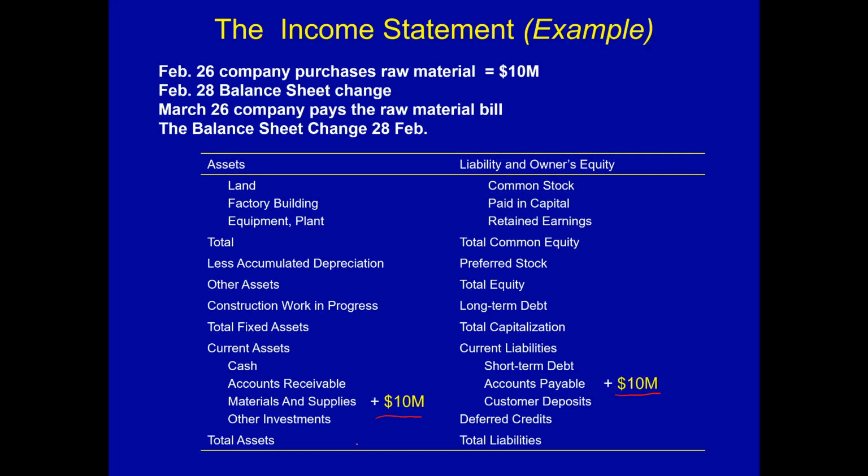Let's assume an example of a company that is an electricity company. It's easy to visualize that. Let's say the electricity company got fuel from some fuel company, let's say natural gas, on credit, and their accounts payable is $10 million, and their material and supplies is $10 million, the fuel they have bought.